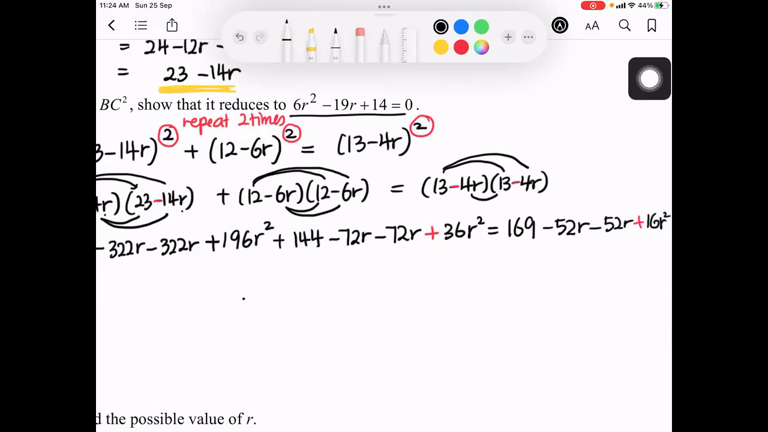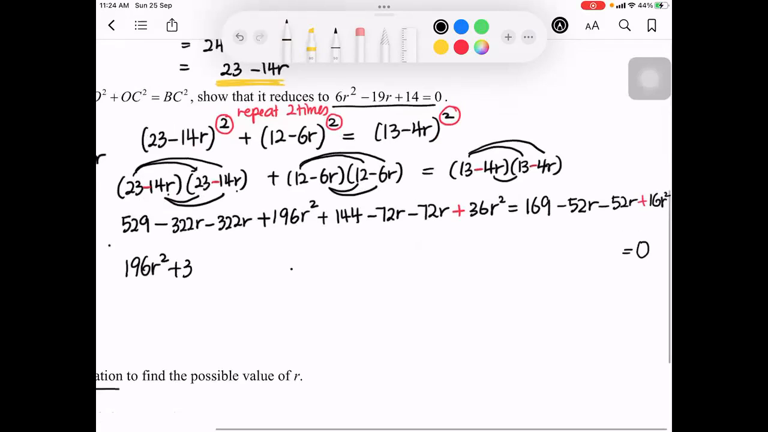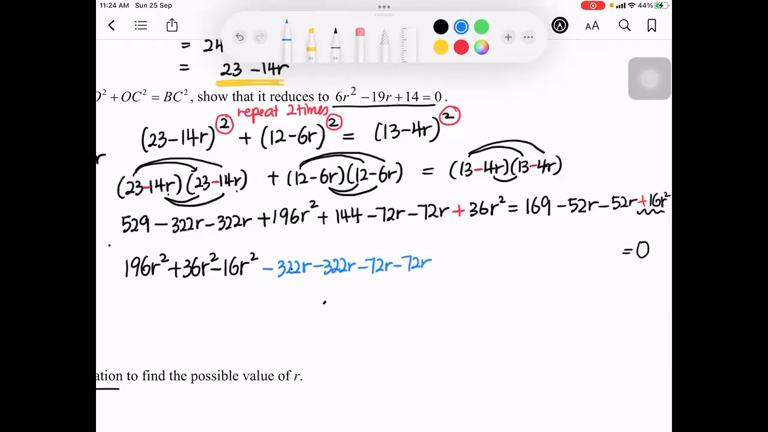Okay, so in this case, our next step: shift everything to one side, make it equal to 0. So I've got 196r squared plus 36r squared. This one I shift over, becomes minus 16r squared. Then the r terms: negative 322r, negative 322r, negative 72r, negative 72r. This one over here will become plus 52r, plus 52r.